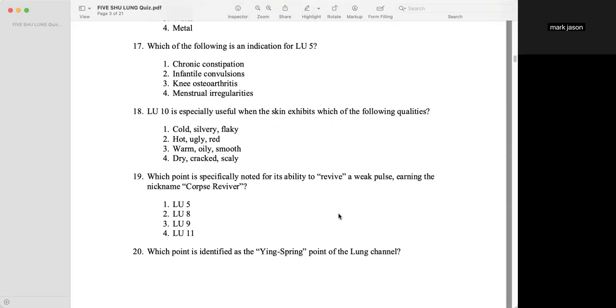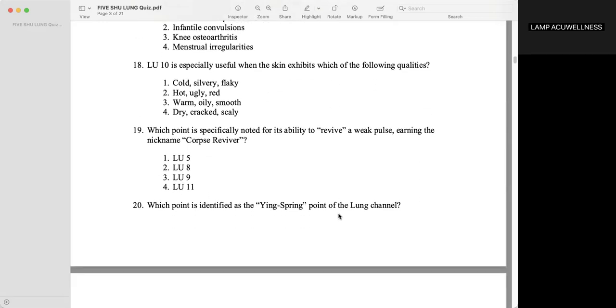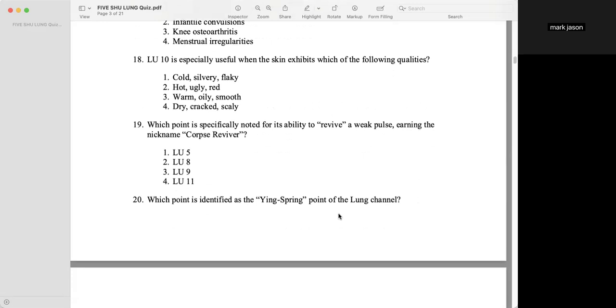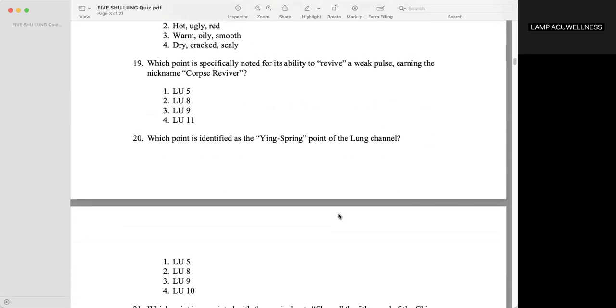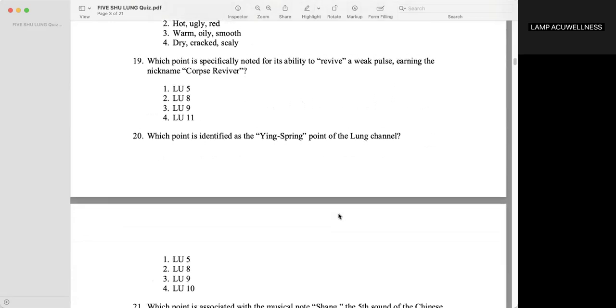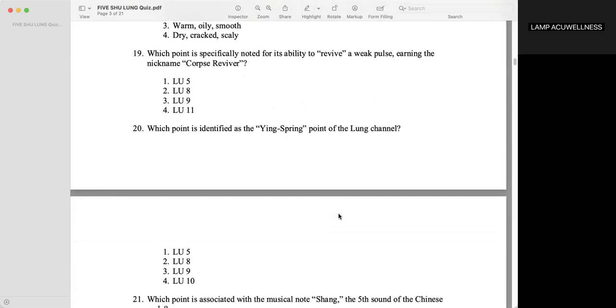Which of the following is an indication for Lung 5? Number 2, infantile convulsion. Lung 10 is also especially useful when the skin exhibits which of the following qualities? Number 1, cold, slippery, flaky. Which point is specifically noted for its ability to revive a weak pulse, earning the nickname corpse reviver?